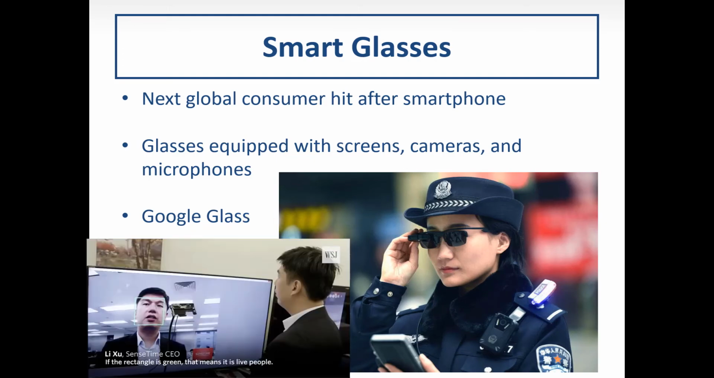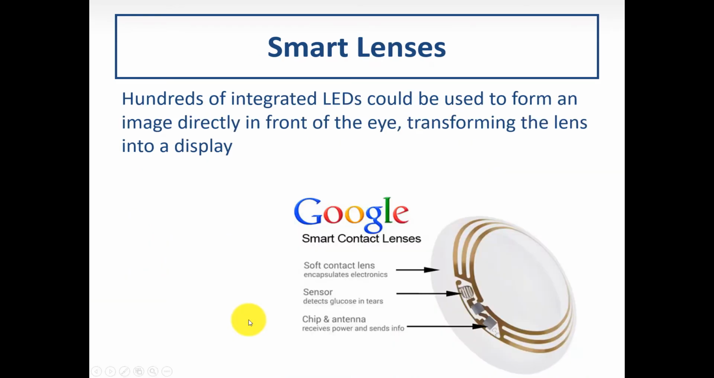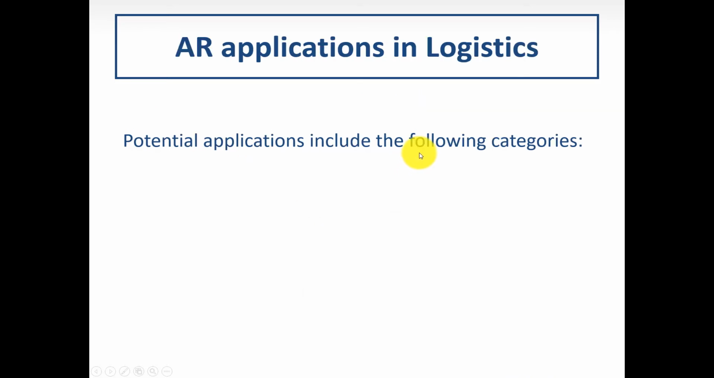Google for sure is working on that. And Google is also working on a more sophisticated version called smart lenses. Smart lenses are just like Google Glass, except that they are flexible contact lenses. So now you wear them directly on your eye. Hundreds of integrated LEDs are feeding you with information, with enhanced visual information of that reality. So these are worth mentioning. These are in the pipeline.